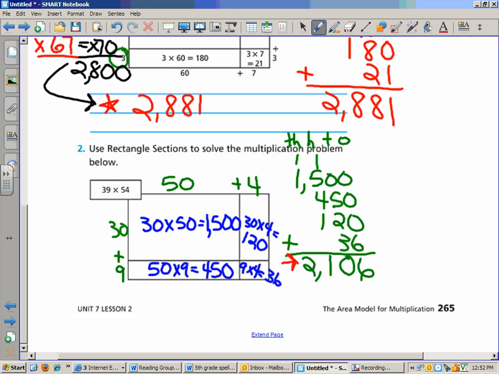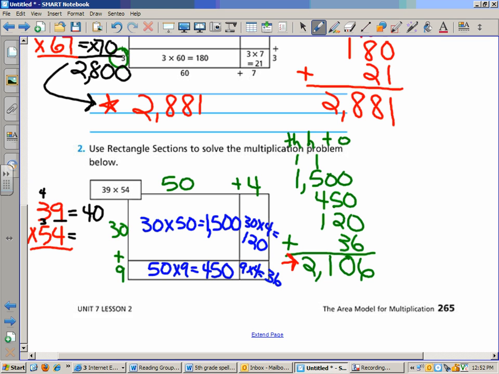Is that about right? So let's do an estimate. 39 times 54. 39 is closer to 40. If you're not remembering that, remember we look to the digit to the right. 5 or more, it's going to tell us to soar. 4 or less, it's going to tell us to rest. Well, 9 is 5 or more, so it's going to soar to 40.